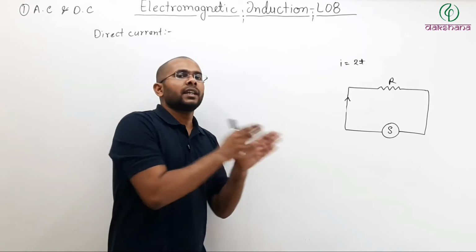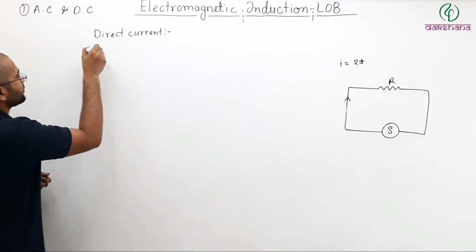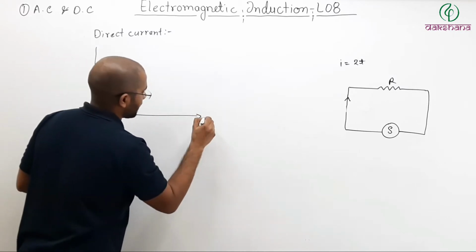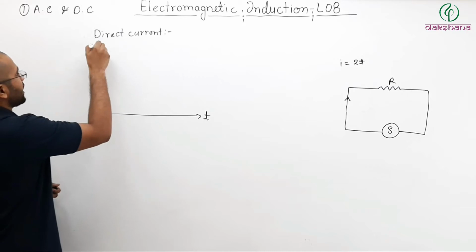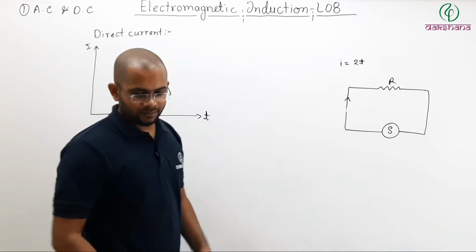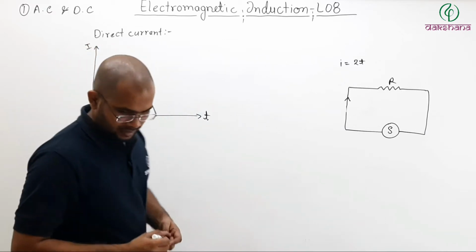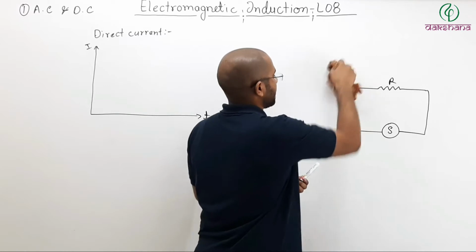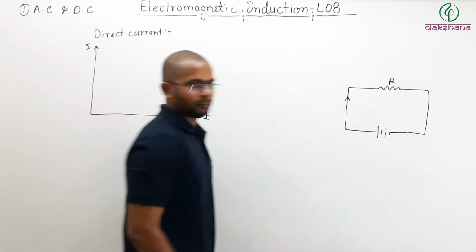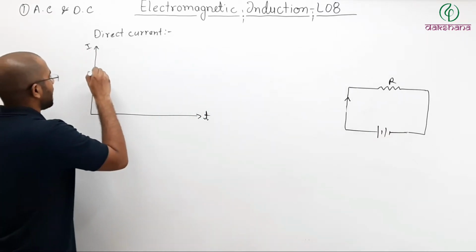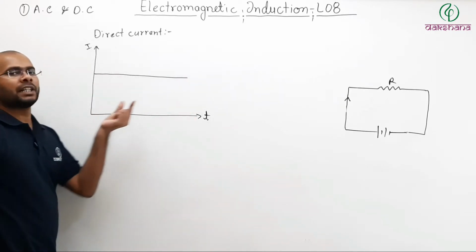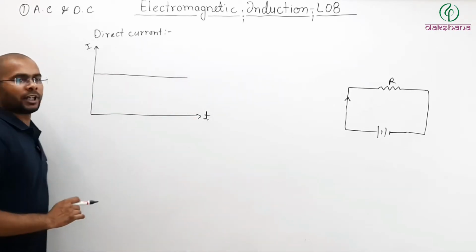So let us try to draw the graph of current versus time in order to better understand what we mean by DC current. We will take 2-3 examples. So that is time, that is current. Let us say this is a battery, some EMF battery. Then what will happen? This current will be like this. This current will not change with time. It will be continuous.